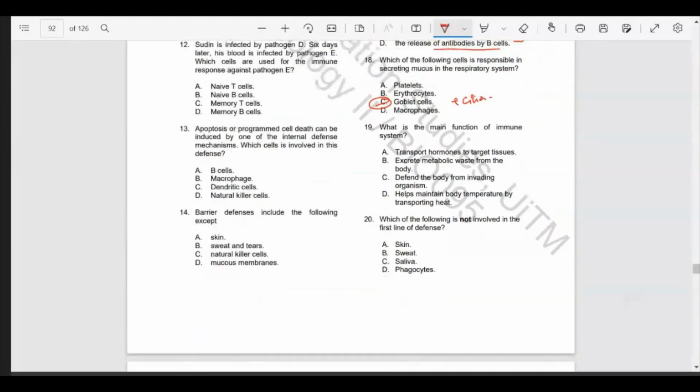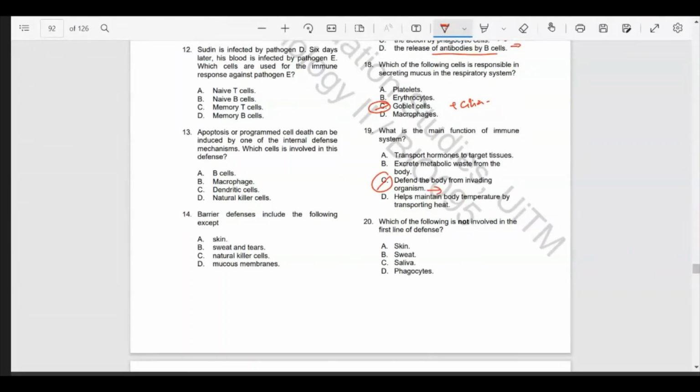Okay, number 19, Shirley. What is the main function of the immune system? My answer is C, defend the body from invading organisms. That is the obvious answer. Thank you, Shirley. The main function of the immune system is to defend the body from invading organisms, or we can also call them pathogens.